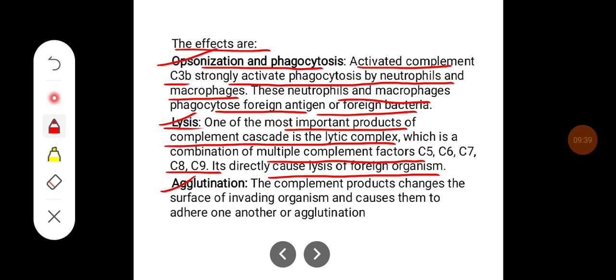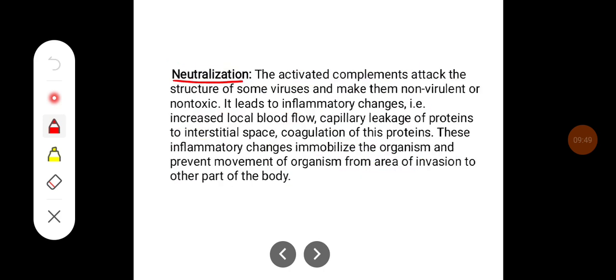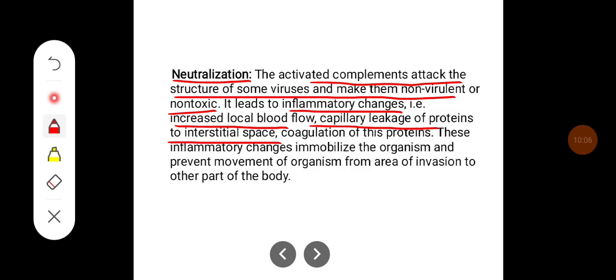They may lead to agglutination. The complement product changes the surface of invading organisms and causes them to adhere to one another, or agglutination. They may also lead to neutralization, that is, the activated complements attack the structure of some viruses and make them non-virulent or non-toxic. It leads to inflammatory changes, that is, increased local blood flow, capillary leakage of proteins into interstitial space, and coagulation of these proteins. These inflammatory changes immobilize the organism and prevent movement of the organism from the area of invasion to the other parts of the body.